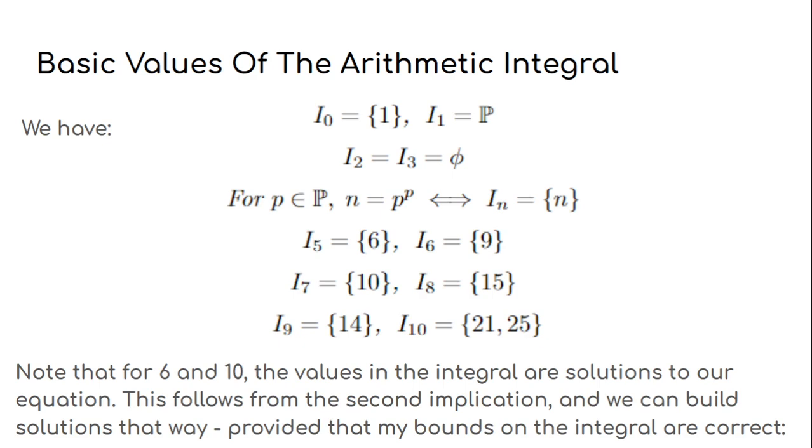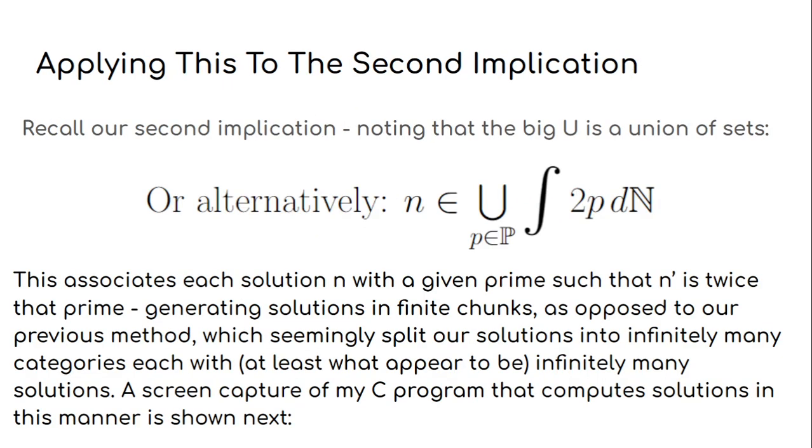We can also show that I of 2 and I of 3 is the empty set, so that is the set containing no numbers, and this corresponds to the fact that no numbers produce 2 or 3 when you take their derivative. We have I of 5 is the set containing 6, I of 6 is the set containing 9, and so on. I'm not going to list them all because they're all sort of random. Note that for the values 6 and 10, which are each twice a prime number, 6 being 2 times 3 and 10 being 2 times 5, we have that 9 works in our equation, as does 21 and 25. What this second implication effectively means is that all of our solutions have some associated prime number, for which, when you find their derivative, it's equal to twice that prime number.